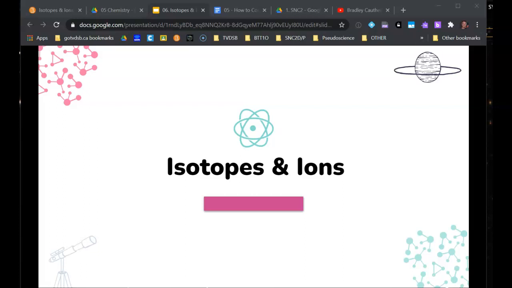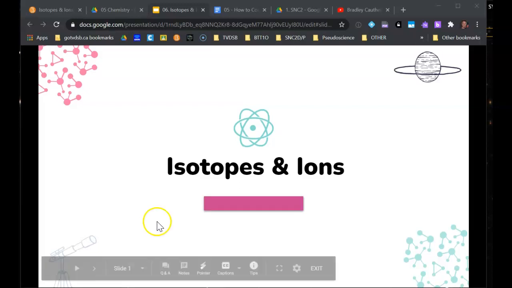All right, for this lesson, we are going to look at what are called isotopes and ions. Hopefully you have already downloaded and opened up the handouts that go along with this, to make sure that you are actually filling them out as you go along.